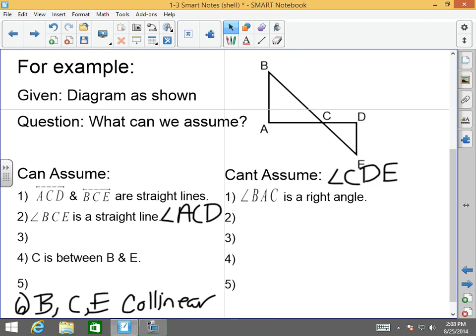No, we can assume straight lines and angles, but we can't assume any other size of angles. How about this? This one's kind of tough. Again, we're training.